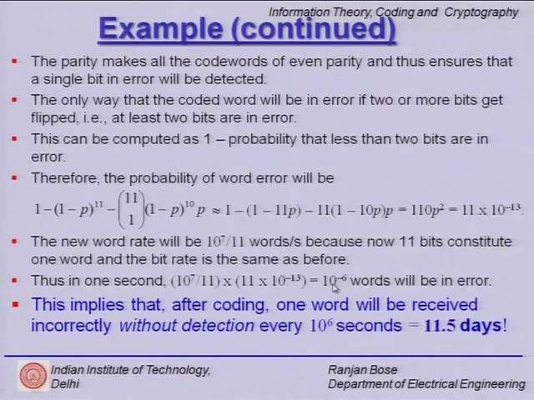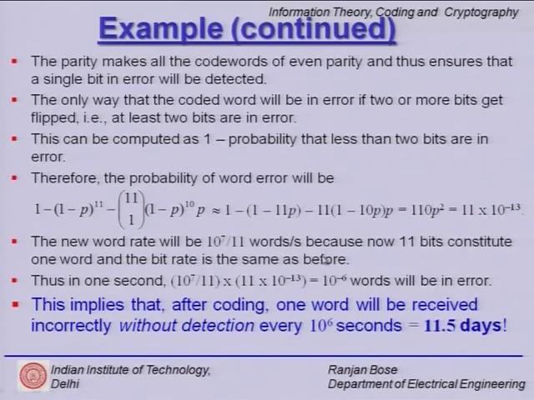So how many seconds will it take for one word to go undetected with error? It will take 10 to the power 6 seconds, which is 11.5 days. Earlier we were making a mistake every second and not even knowing about it. Now we will have that problem once in every 11.5 days. So it has really improved the error detection capability.